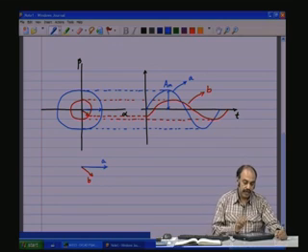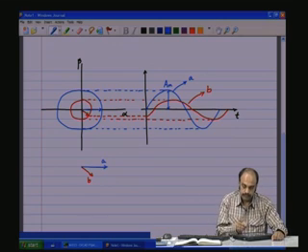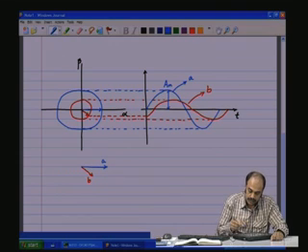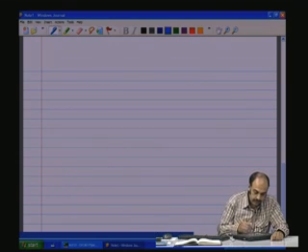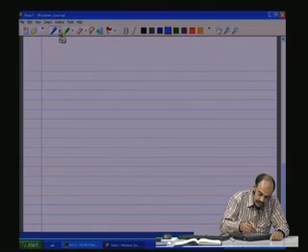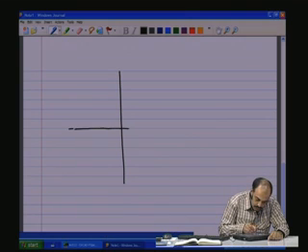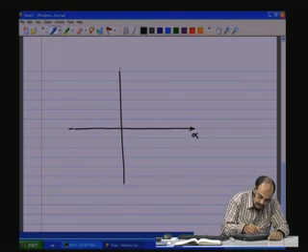Now, how do we apply it for the case of the circuits? So, let us take now only the alpha and the beta axis. So, let me take the beta axis and we have the alpha axis. So, this is the alpha axis and the beta axis.